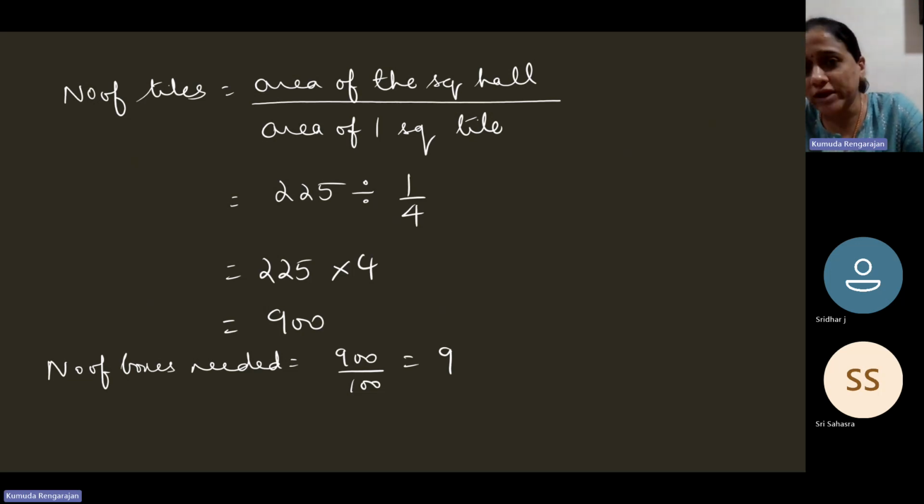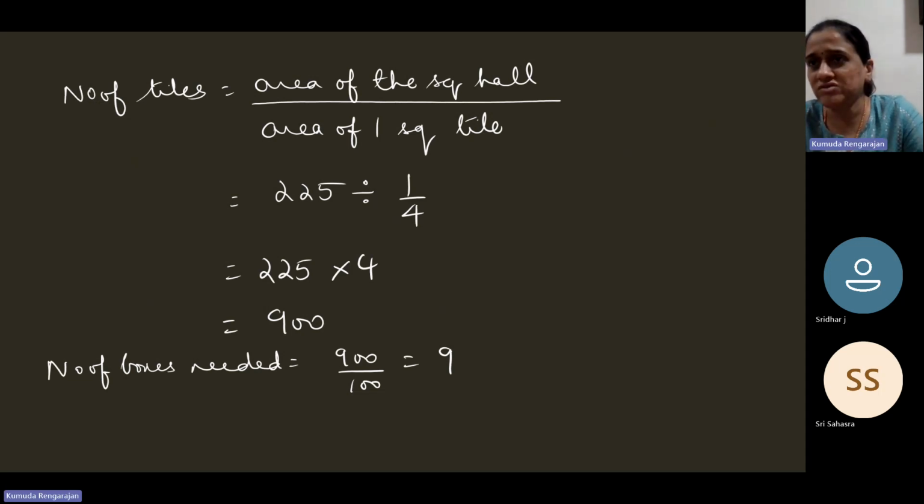See, whether it is a square hall or a rectangular hall, whatever is the shape, the formula to find the number of tiles is area of the floor divided by area of one tile. The floor can be a rectangular floor, it can be a square floor. The tile can be square, rectangle. So if it's a rectangle, how do you find the area? Length into breadth. That's all. Area of the floor divided by the area of one tile will be the number of tiles.